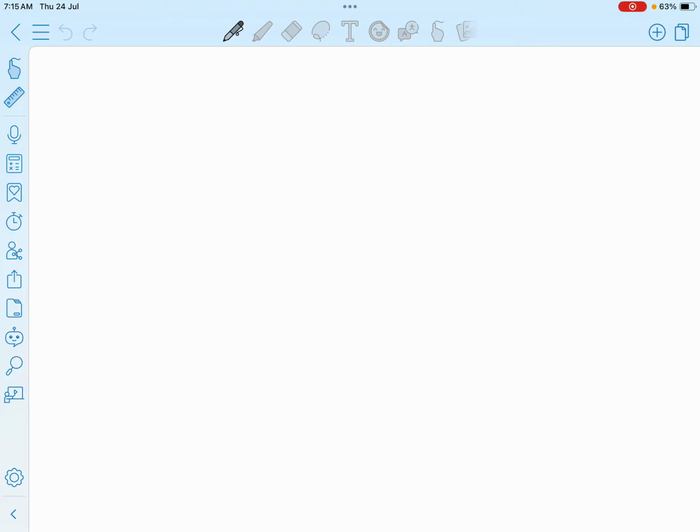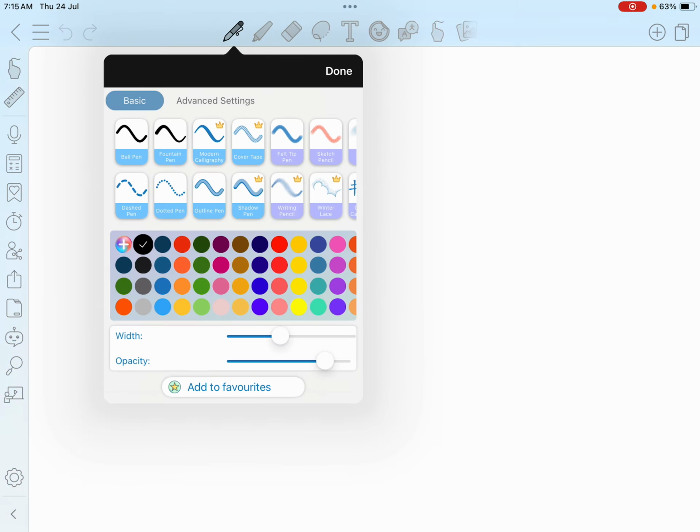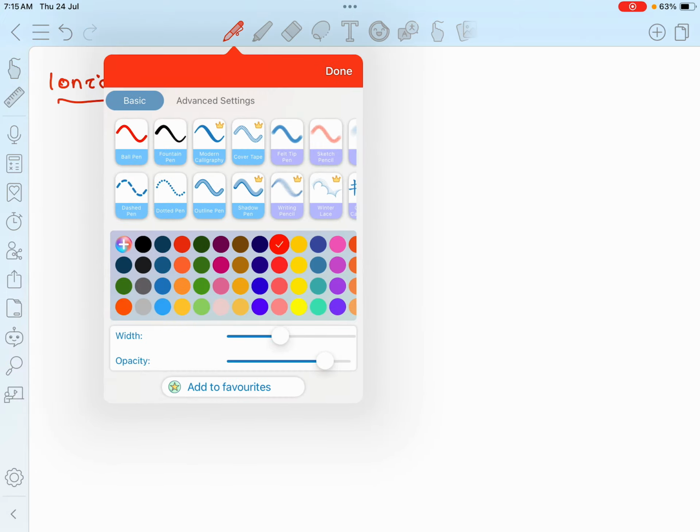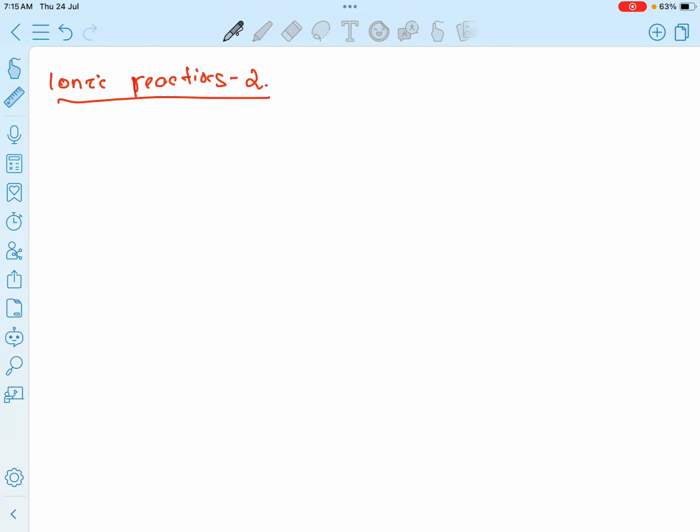So let us start the ionic reactions, Part 2. This is the continued part of the last class, and we have just given the heading calculation of free energy. Under that heading we are continuing.